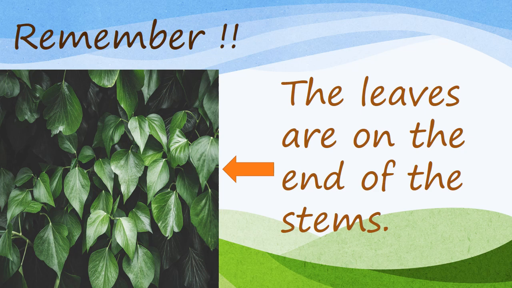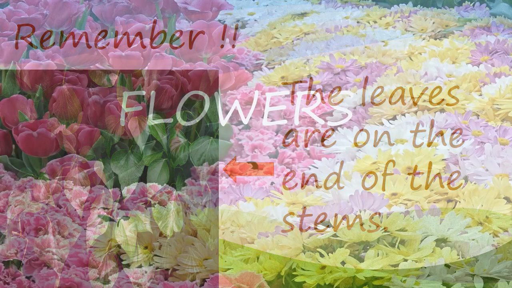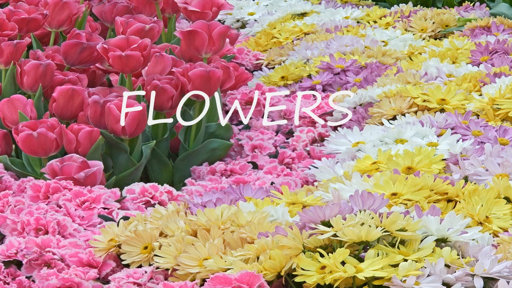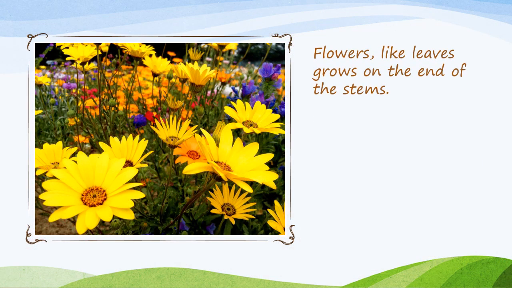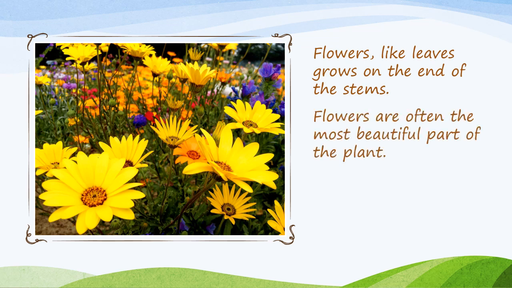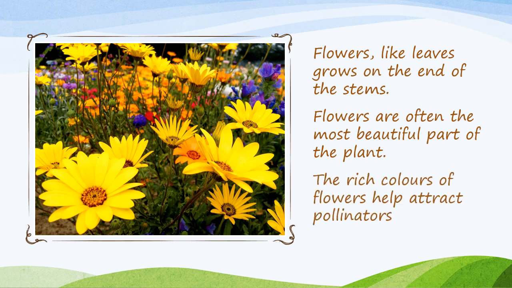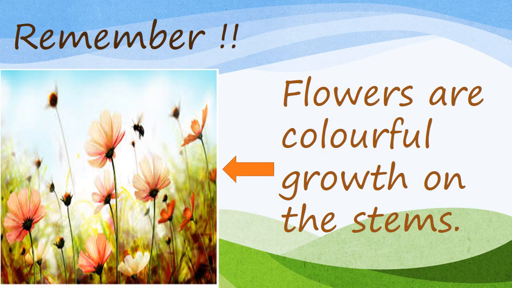They help the plant make new plants. What are they? They are flowers. Flowers, like leaves, grow on the end of the stems. Flowers are often the most beautiful part of the plant. The rich colors of the flowers help attract pollinators. So, children, remember, flowers are colorful growths on the stems.